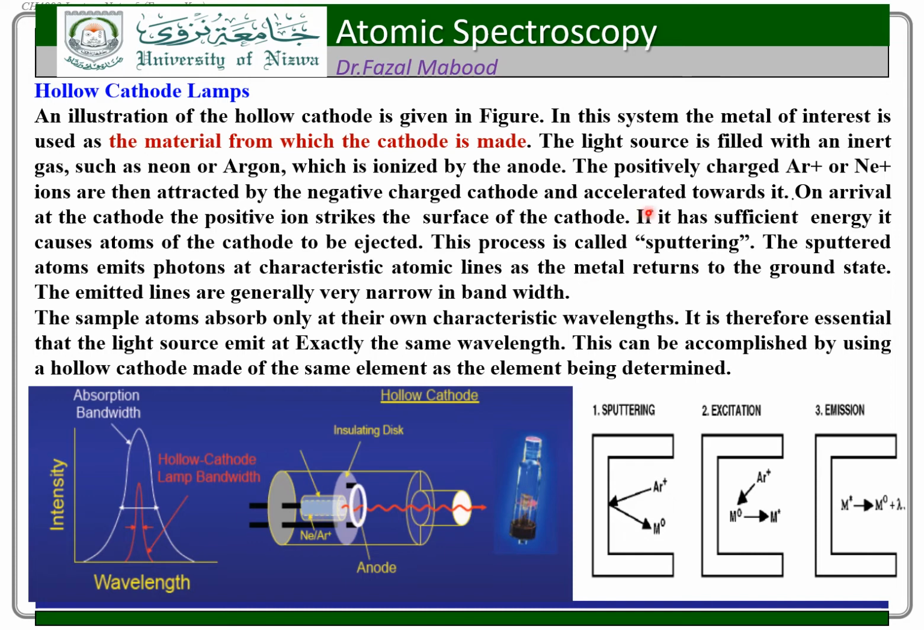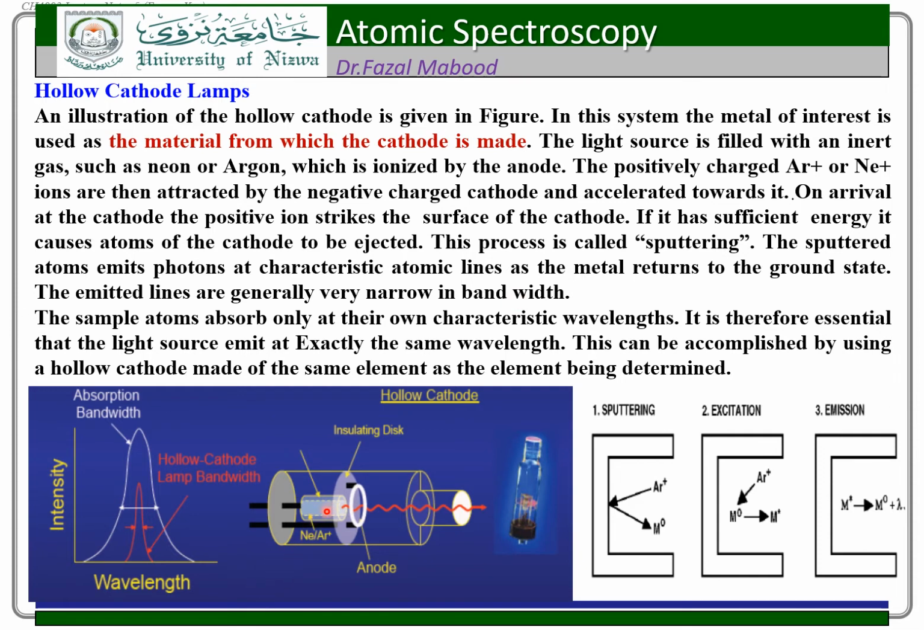Because of the potential difference, on arrival at the cathode, the positive ions strike the surface of the cathode. When they strike the surface of the cathode, if it has sufficient energy, it causes atoms of the cathode to be ejected. This process in which the atoms of cathodes are ejected we call sputtering. The sputtered atoms emit photons at characteristic atomic lines as the metal returns to the ground state. The emitted lines are generally very narrow in bandwidth.